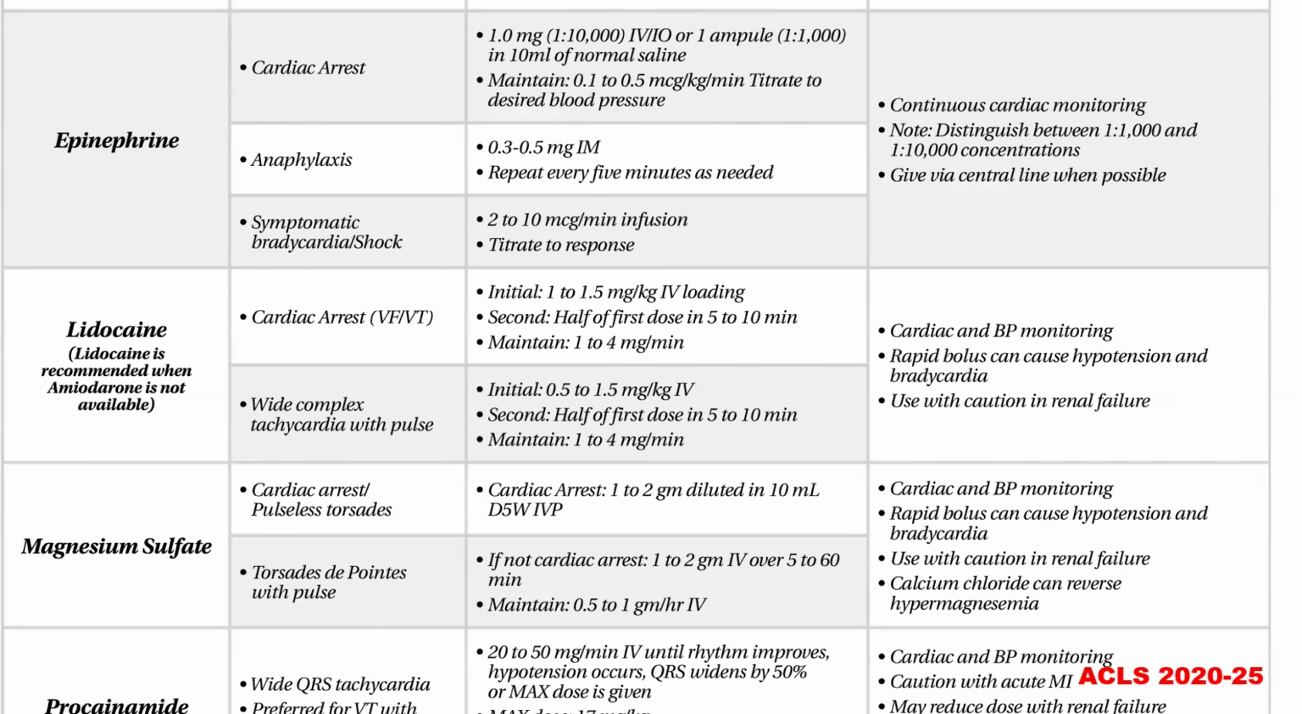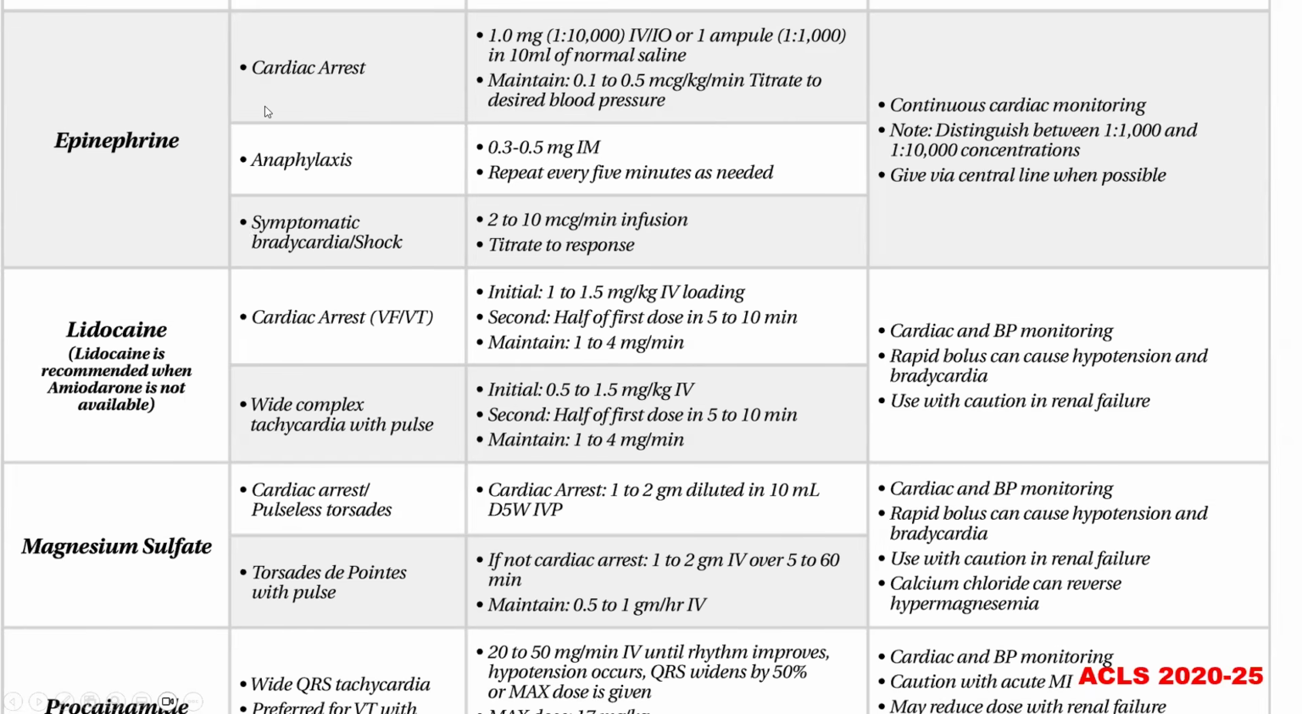Epinephrine usage is cardiac arrest, anaphylaxis, and symptomatic shock. So you have to understand the route and the dose are different. Epinephrine is available in 1 to 10,000 concentration or 1 to 1,000 concentration. In cardiac arrest, 1 milligram, or 1 ampule, in 10 ml of normal saline, followed by maintenance of 0.1 to 0.5 mics per kg per minute. Titrate to the desired blood pressure. In anaphylaxis, 0.3 to 0.5 milligram intramuscular. Repeat every 5 minutes as needed.